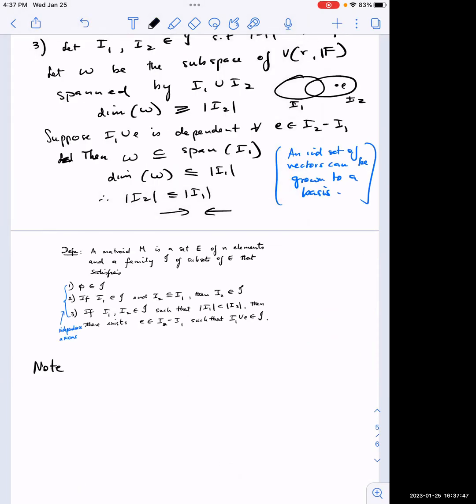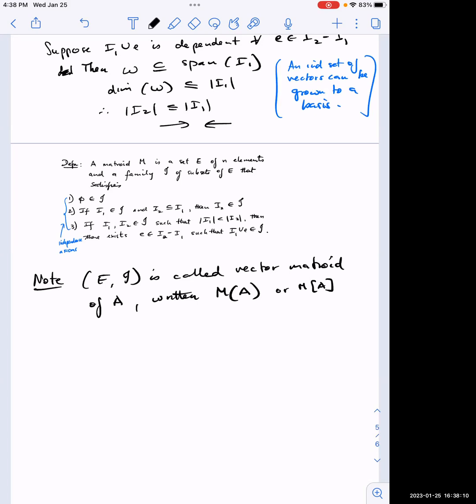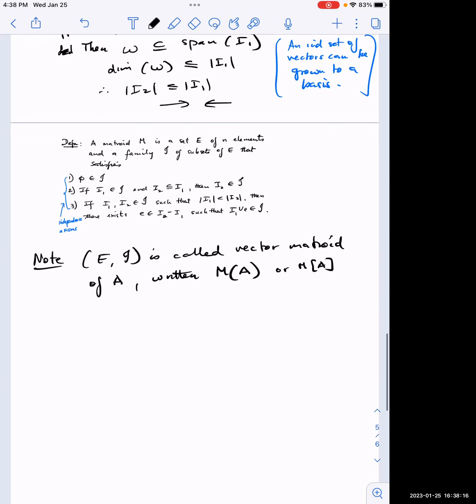what we call a vector matroid. And it's written M(A) like this, or M_A depending on what you see. So, as in the matroid that can be expressed as the matrix A. Sets in I are called independent sets, and now the reason for that terminology is clear. And axioms 1, 2, and 3 are called independence axioms. The reason for that is clear.